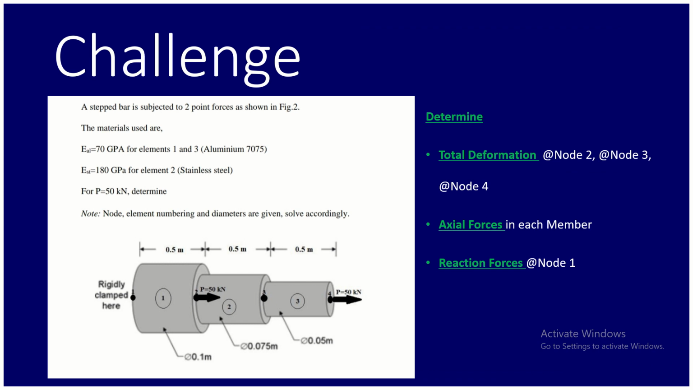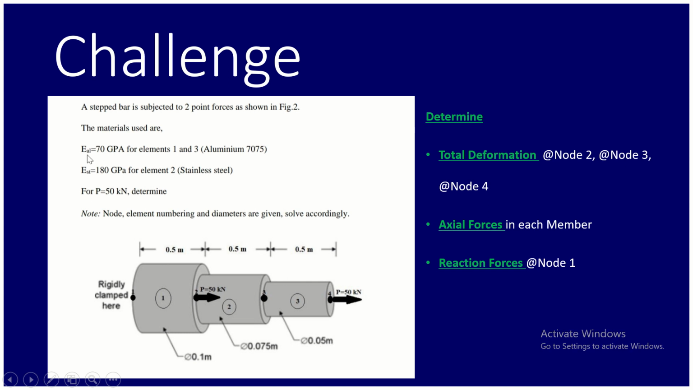Then this is a challenge for you. You have this configuration of the step bars where we have these elements 1, 2, 3. These are nodes 1, 2, 3, 4. We have 50 kilonewton force here at node 2 and 50 kilonewton force here at node 4. This is 0.5 meter, this is 0.5 meter, and this is 0.5 meter. The diameters are given here: 0.1 meter, 0.075 meter, and 0.05 meter.